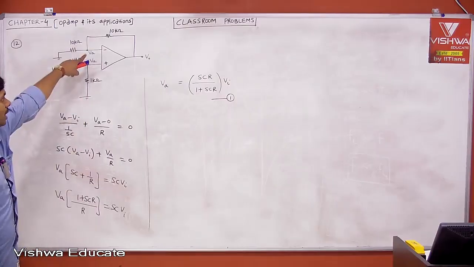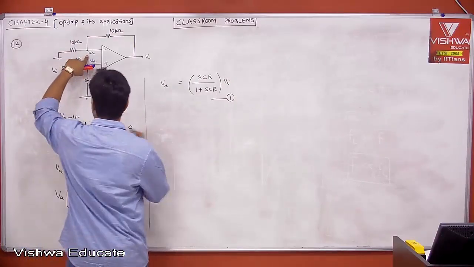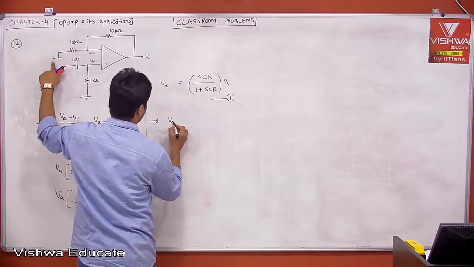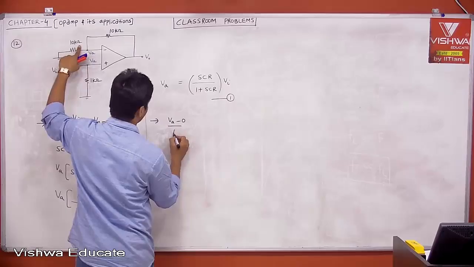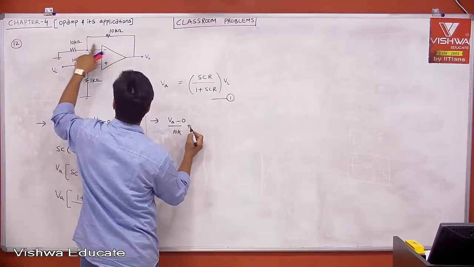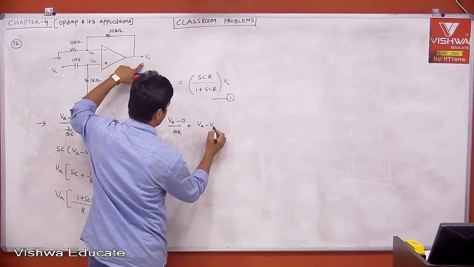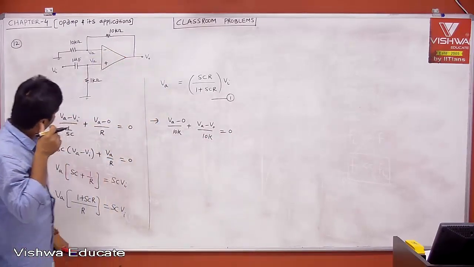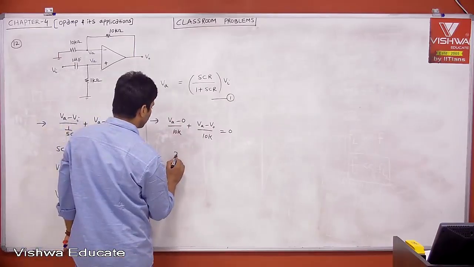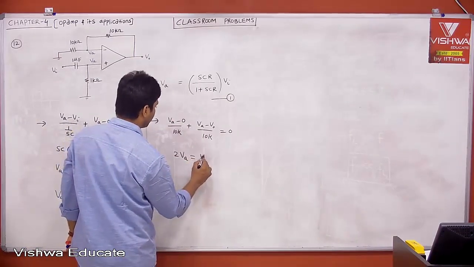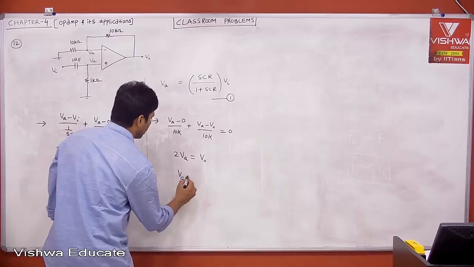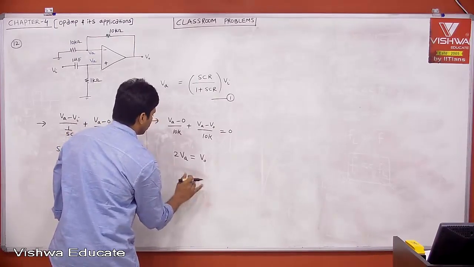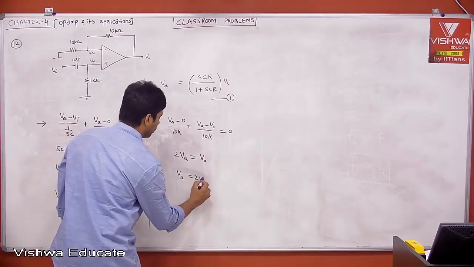Okay. Now apply nodal analysis at the other node. This is the first equation. Now the second equation: (VA minus 0) divided by 10K plus (VA minus V0) divided by 10K is equal to 0. Then 10K will be cancelled. It is nothing but 2VA is equal to V0. Therefore, VA is nothing but V0 by 2, or V0 is nothing but 2VA, right? V0 is equal to 2VA.